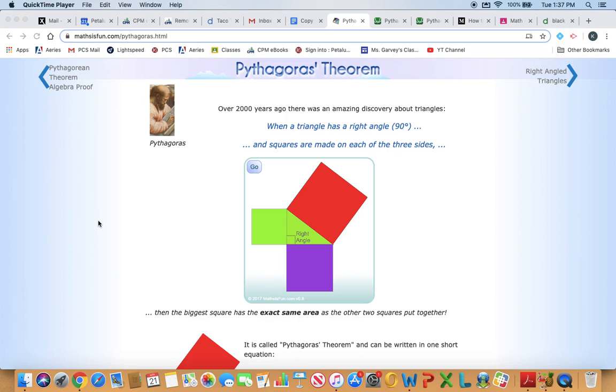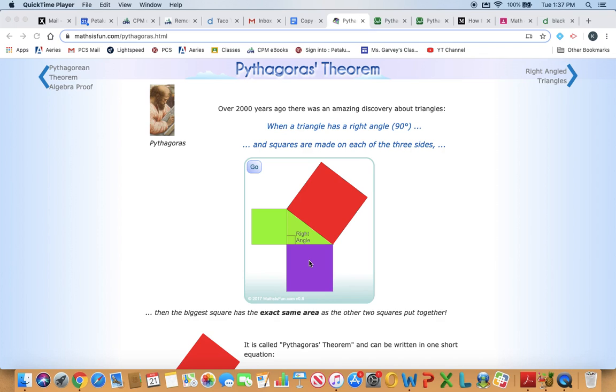Last week, we were investigating angle pair relationships that only occurred when you had a set of parallel lines cut by a transversal. This week, we are exploring a relationship that only occurs when you have a triangle with a right angle in it. So these special triangles are called right triangles.